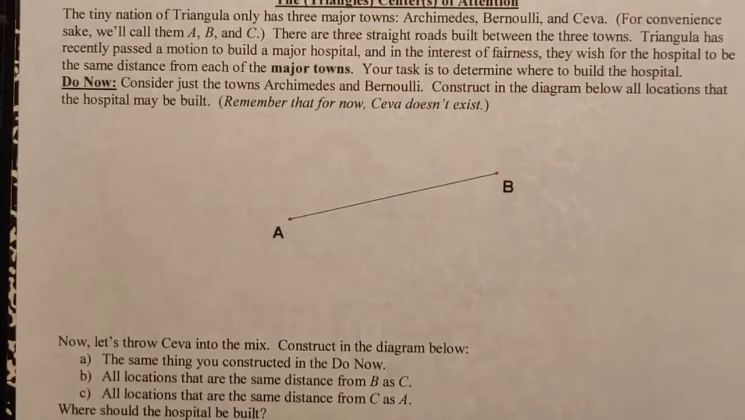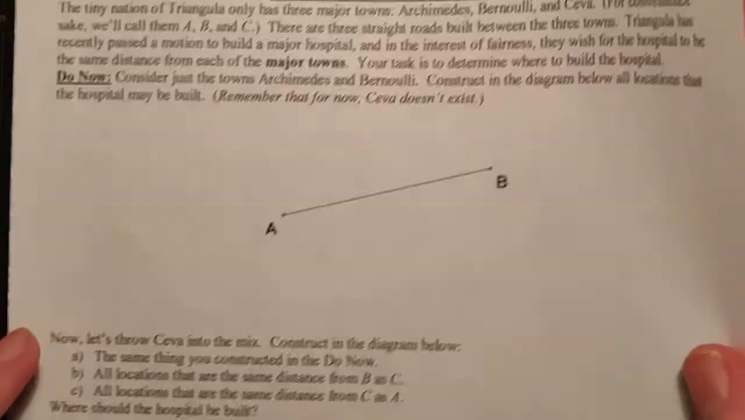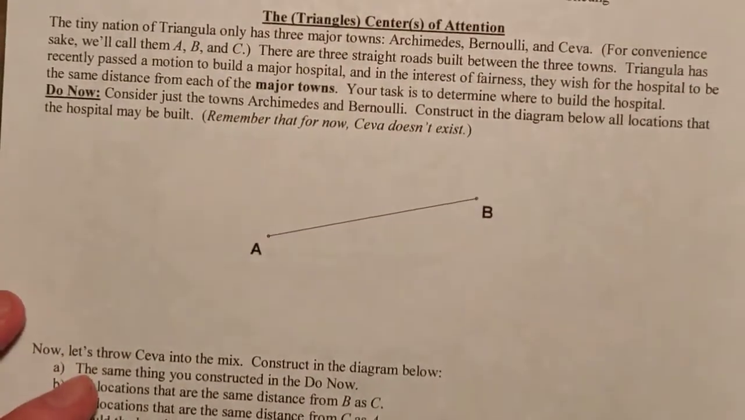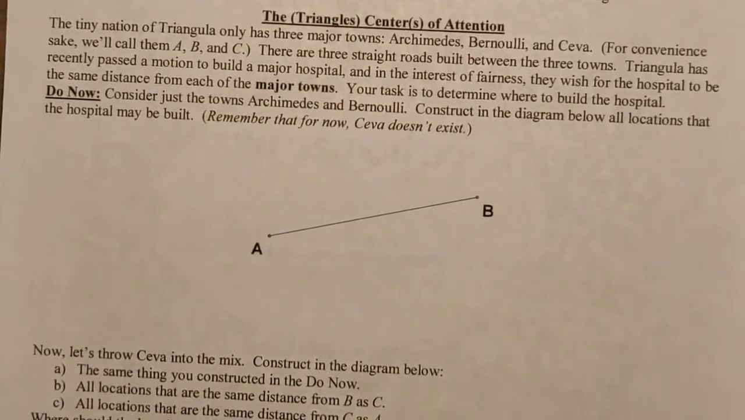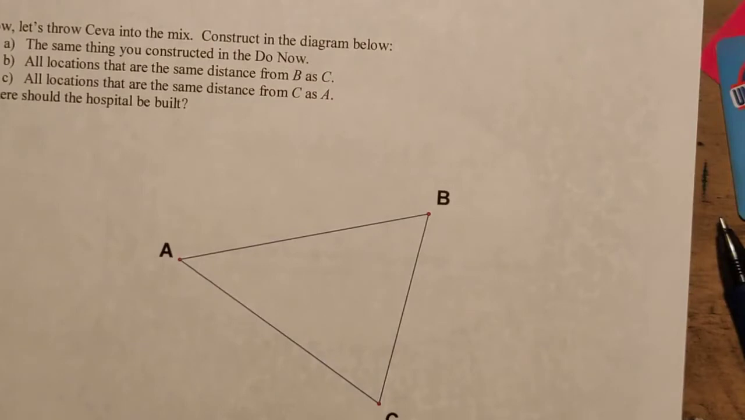All right, welcome everyone. What we're going to do here is take a look at some other things that we call triangle centers. For now, let's focus on just two segments here. The idea is that we have three major towns, A, B, and C, and we want to build a hospital.